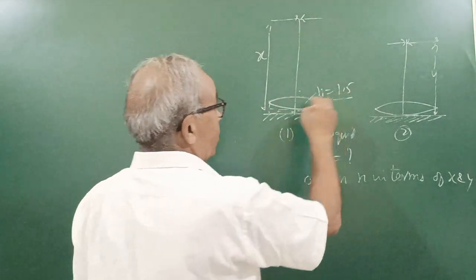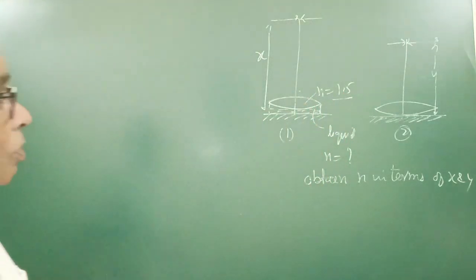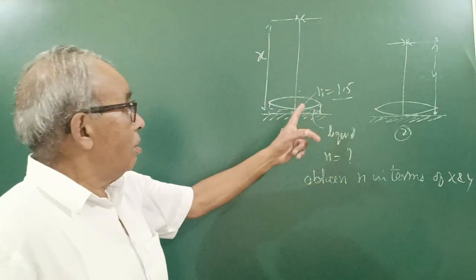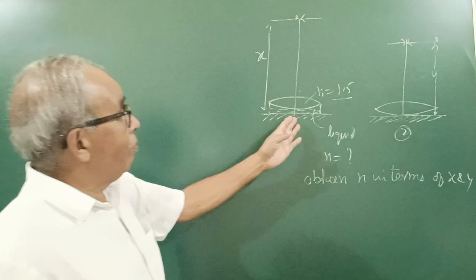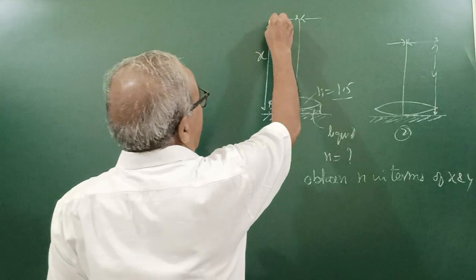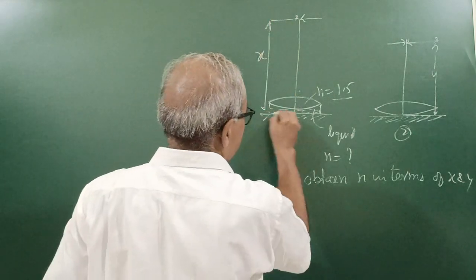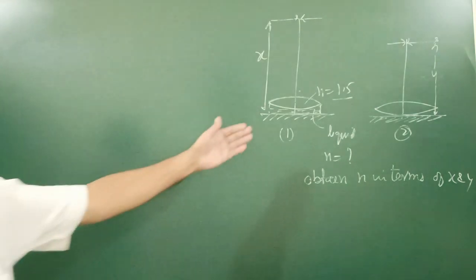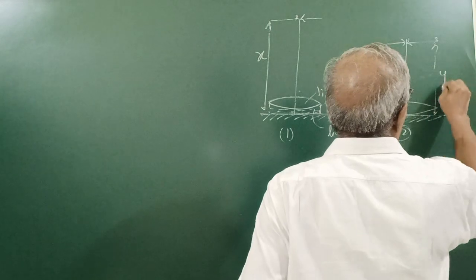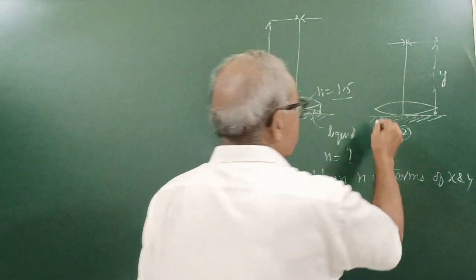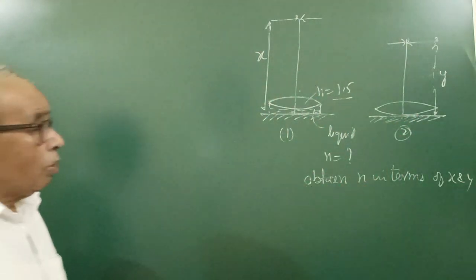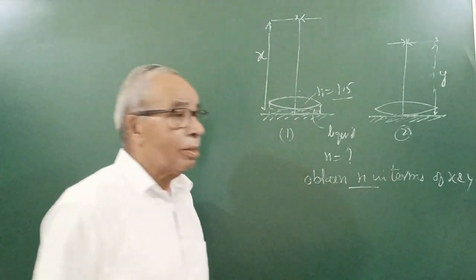of index 1.5, equiconvex, double convex, placed on a plane mirror with some liquid between the lens and the mirror. When we take a needle along the axis, parallax is removed at distance x from the mirror. When the liquid is removed, then parallax gets removed at distance y. Only the lens is placed on the plane mirror. Obtain the value of n in terms of x and y.